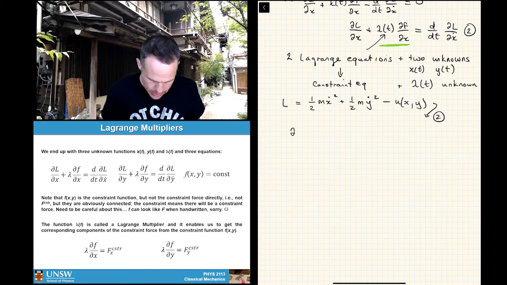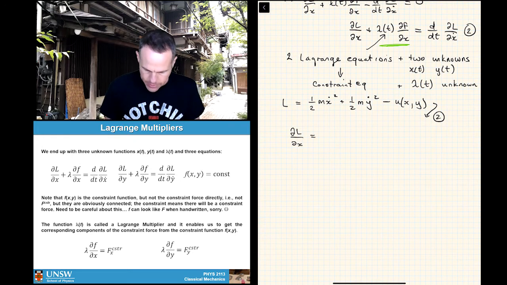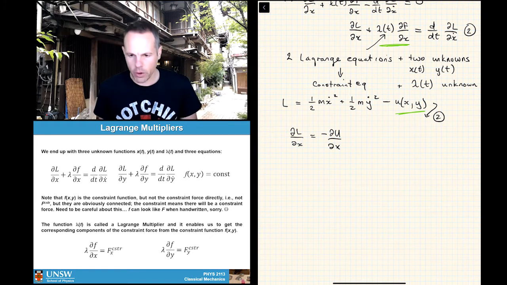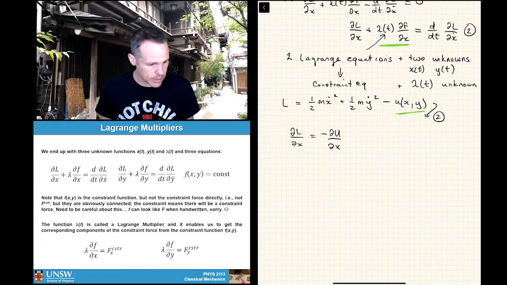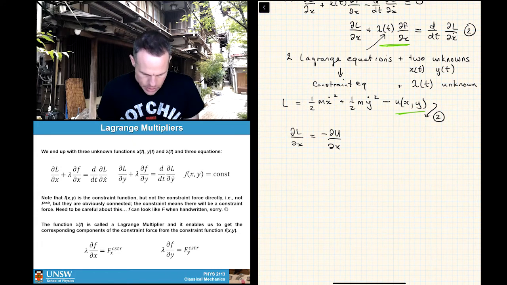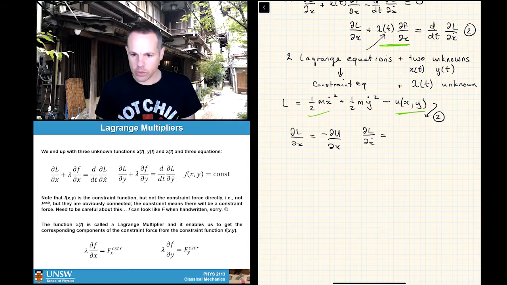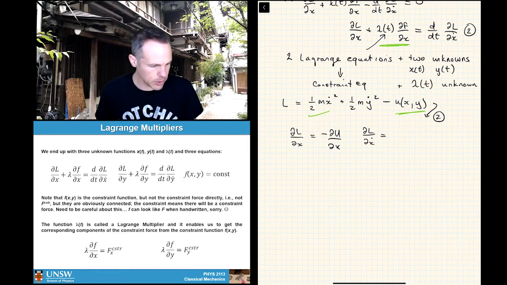So what we're going to do here is we're going to need some derivatives. First, we're going to need dL/dx. And of course, the only term in here that has an x dependence is U, so we're going to get essentially minus dU/dx. And we know from a lot of our earlier work in the course that this is just a force, but we'll come back to that in a second. We also need dL/dx dot, and that comes from our kinetic energy term. There are no terms like that in the potential because we're dealing with a conservative system. And so that's going to give us m x dot.